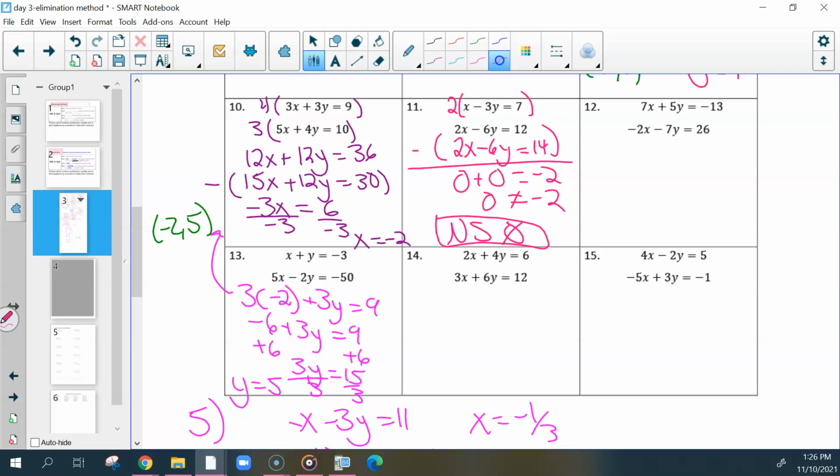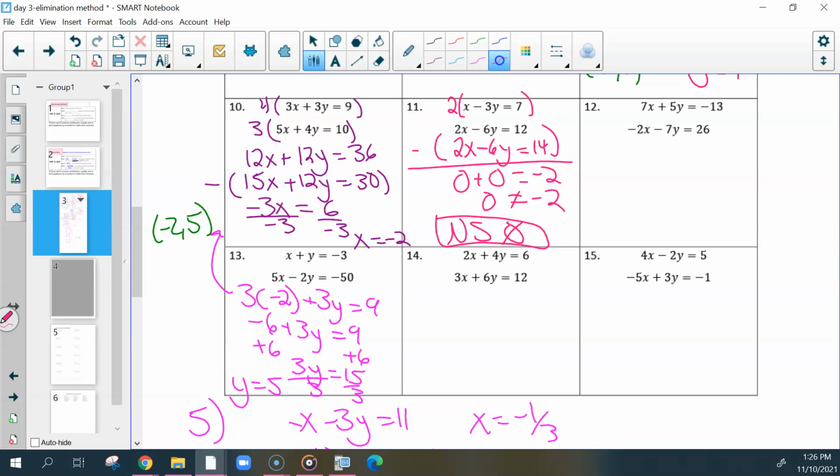Do we have any questions on how to solve systems of equations by elimination? Jada.